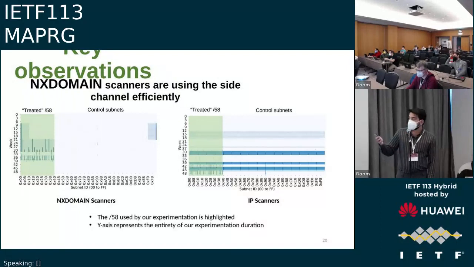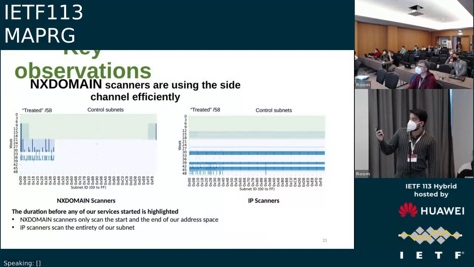So in this graph, you can see that we have the duration of our experiment on the y-axis and the subnet IDs on the x-axis. So 00 to F8, so it's 256 in X. The green highlighted portion basically shows our /58, which had services running in them, and the other part is the control part. So this is the part before any of our services were deployed.